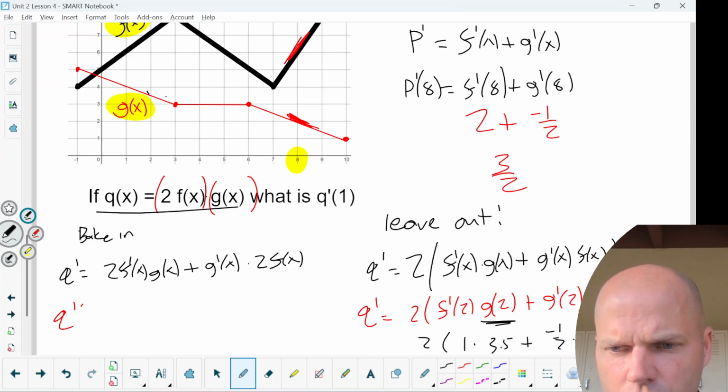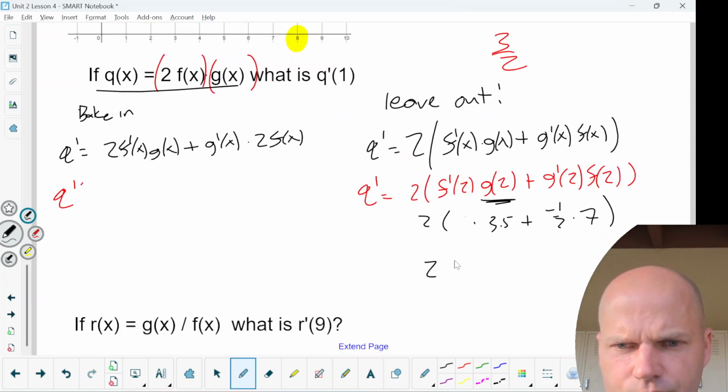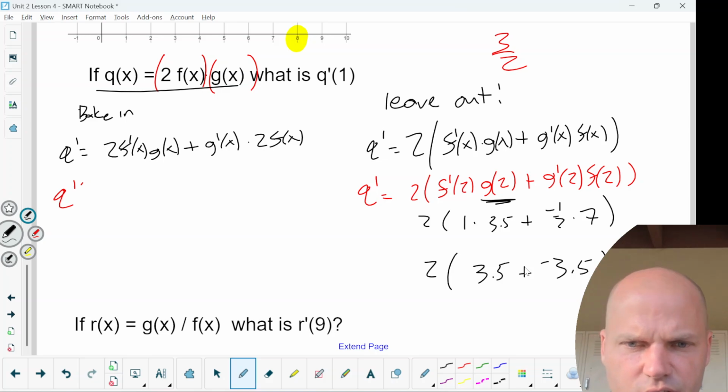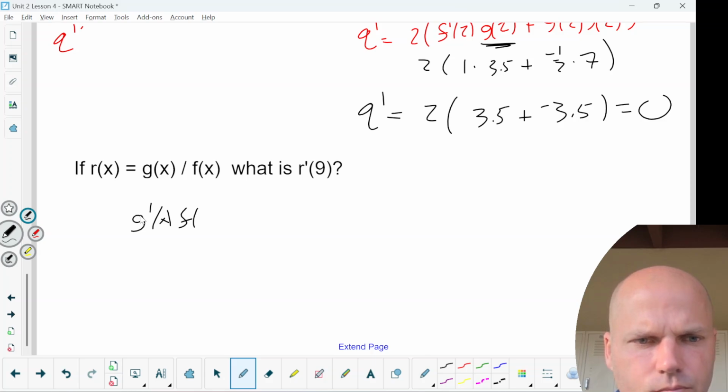So like, we have to put that work together. We'll have 3.5 plus -3.5. We actually get big fat 0. Look at that. And same thing for quotient rule. This is a good one to try. Slopes of the top times the bottom minus the slopes of the bottom times the top, all over the bottom squared.